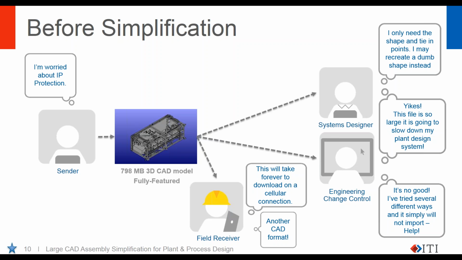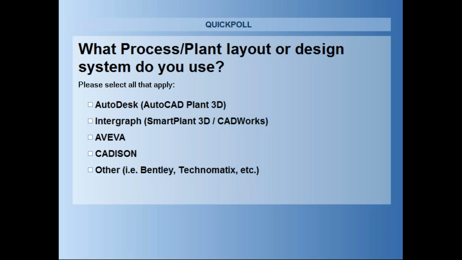It's probably a good time for a question, Margot. Yeah, let's do our first poll. I think that you all can probably identify with some of the pain you see here. Let's talk about which plant and layout system you might be using. So we've listed some of the top ones here: Autodesk's AutoCAD Plant 3D, Intergraph's Smart Plant 3D or CADWorks. We've got Aveva, CADISON. Also, you might be using Bentley or Technomatix. That kind of fell into the other category here. So if you could ring in quickly, and then we will share the results with everyone.